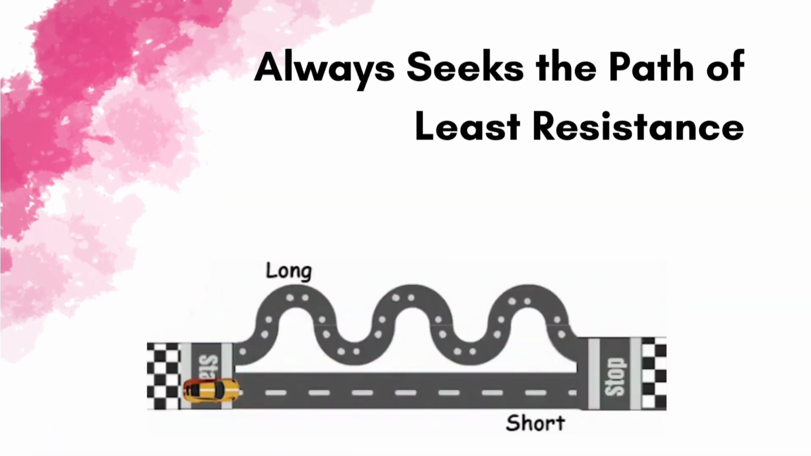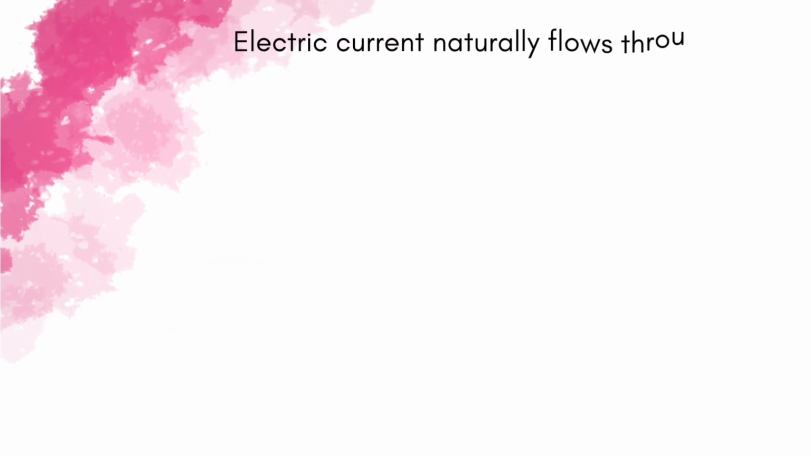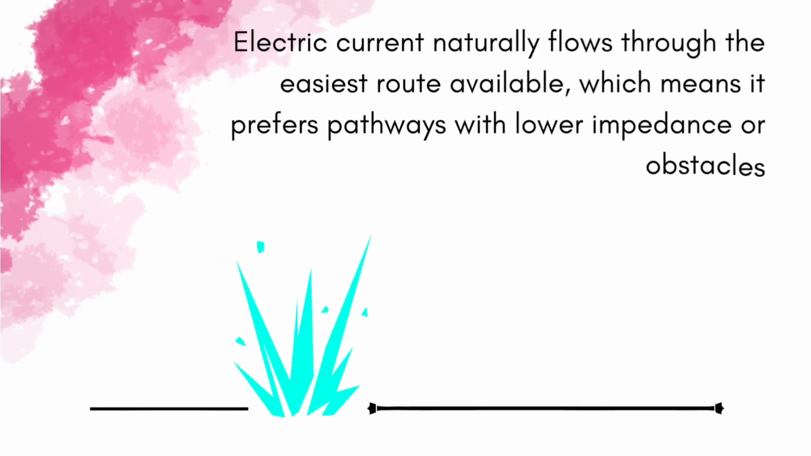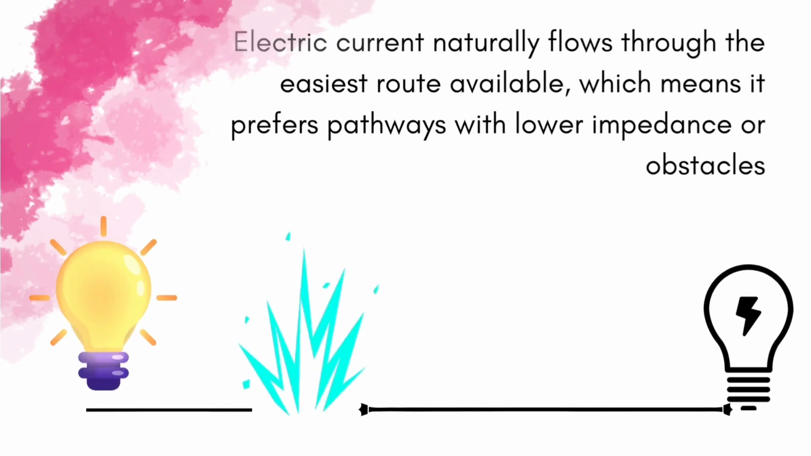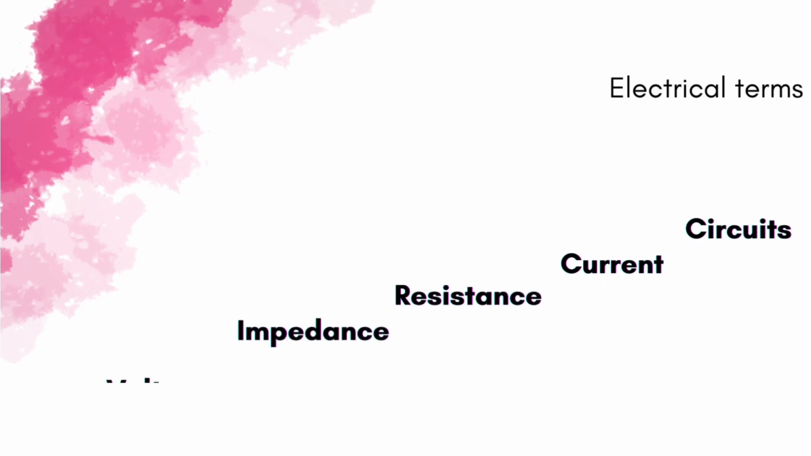The second principle of electricity is that it always seeks the path of least resistance. Electric current naturally flows through the easiest route available, which means it prefers pathways with lower impedance or obstacles. To better understand electricity, let's familiarize ourselves with some important terms related to circuits: current, resistance, impedance, voltage, power.